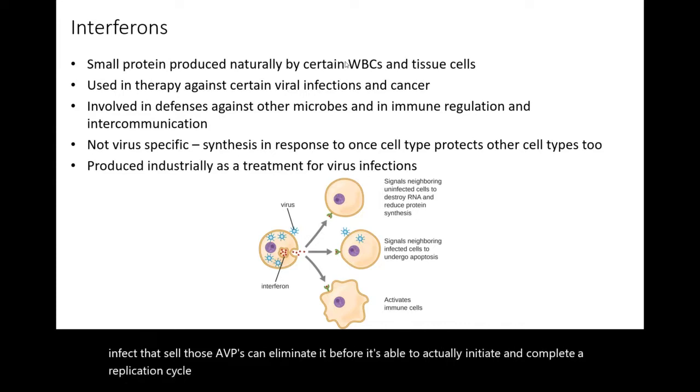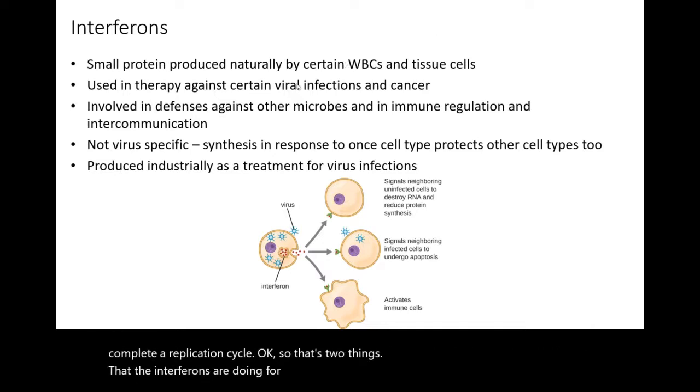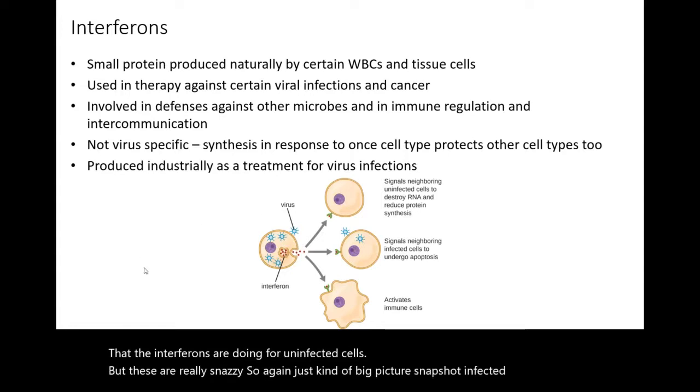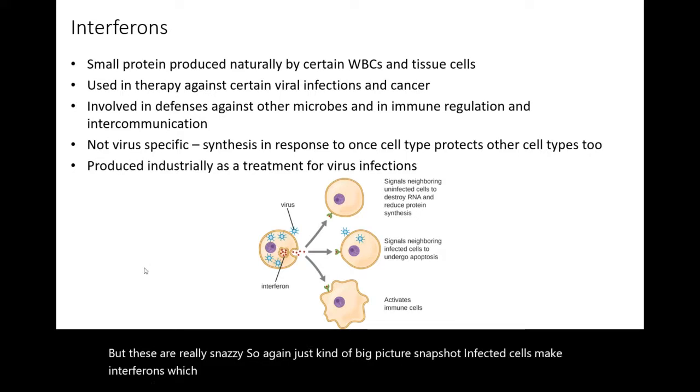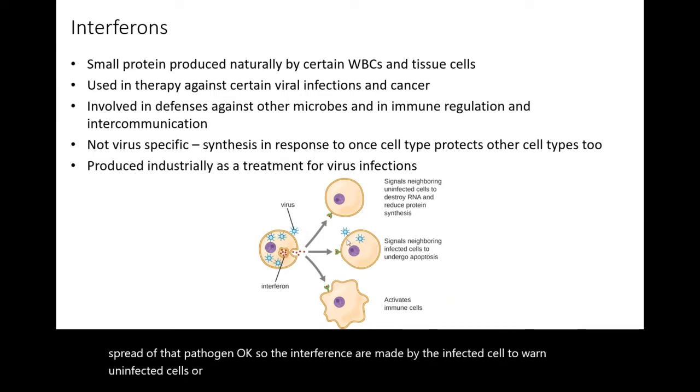Okay, so that's two things that the interferons are doing for uninfected cells. But these are really snazzy. So again, just a big picture snapshot. Infected cells make interferons, which are meant to interfere with the pathogen's replication cycle to prevent the spread of that pathogen. Okay, so the interferons are made by the infected cell to warn uninfected cells or to trigger infected cells for apoptosis, to shut down the spread of the pathogen that way.